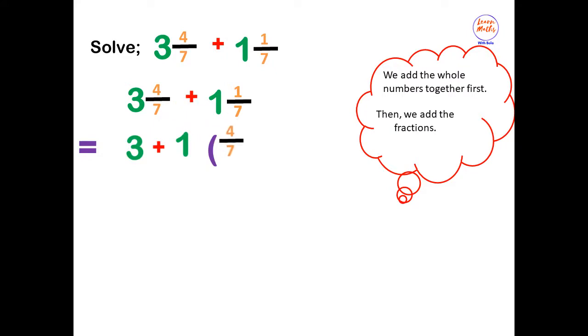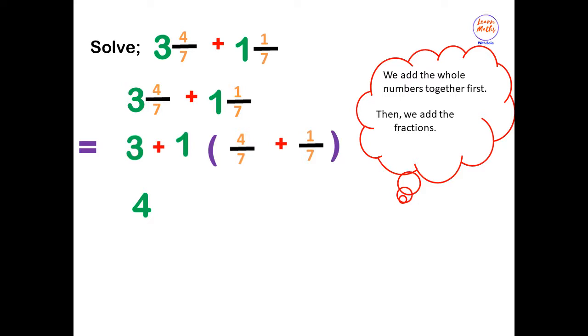So 4/7 plus 1/7, then we close the bracket. So this is the first step. The whole numbers are separated and the fractions are separated. So we go on to say 3 plus 1 is 4. So I'm done with the whole numbers.